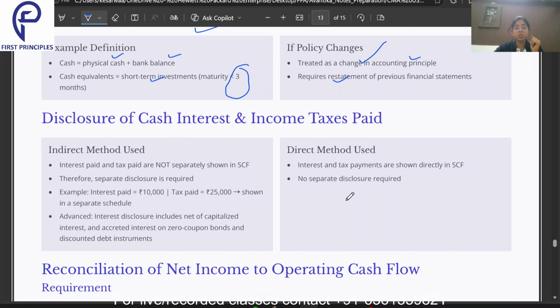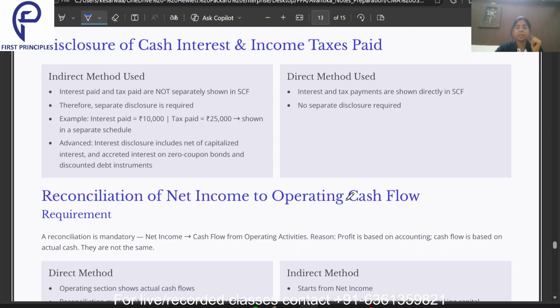Then disclosure of cash, interest and income taxes paid. So we have the indirect method and we have the direct method. In the indirect method, interest paid and tax paid are not separately shown in the statement of cash flows, therefore separate disclosures are required in a separate schedule. Interest disclosure includes net of capitalized interest, accrued and accelerated interest on zero coupon bonds and discounted debt instruments. So these apply to the indirect method. Whenever it is used, we need to present the separate disclosure required for IIT. We remember we discussed this in the first video. Then if the direct method is used, no separate disclosure is required.